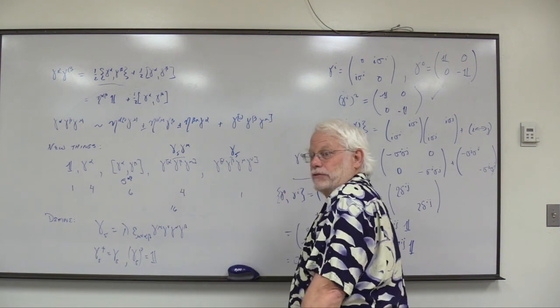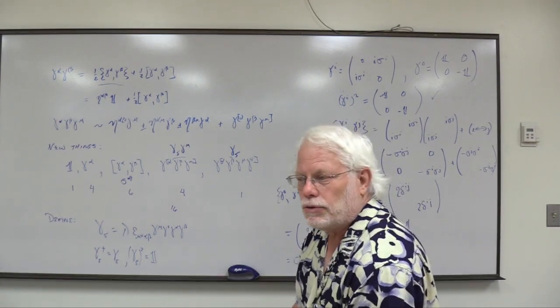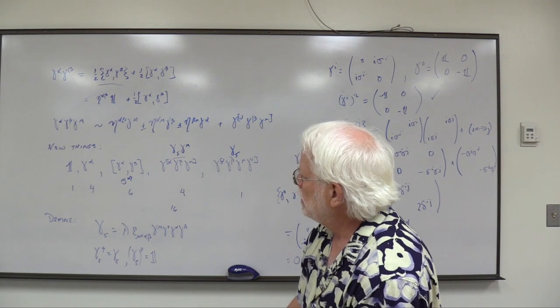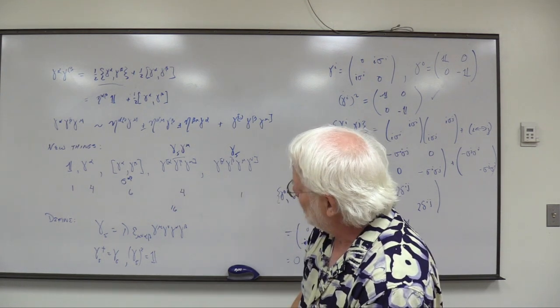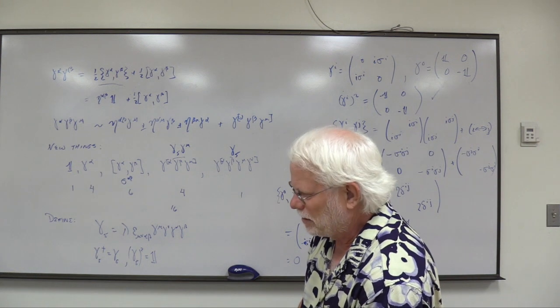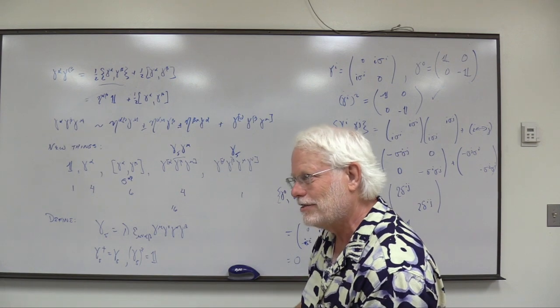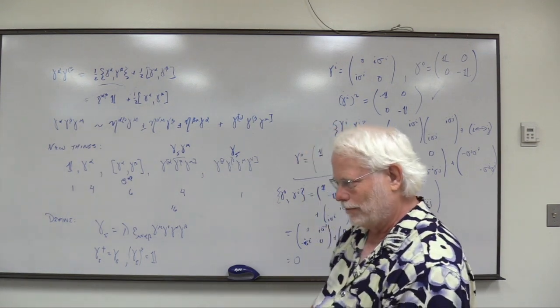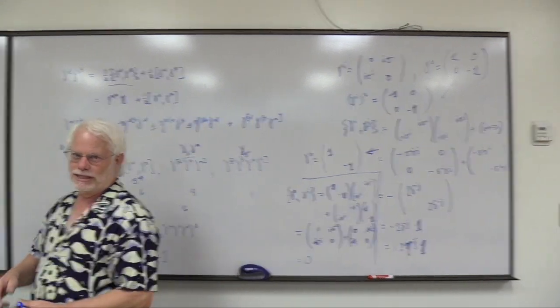And that's proved very useful. So we'll go through a proof that these are independent. It will involve computing traces of products of gamma matrices, which is something that you need to learn in order to do quantum field theory. In QED, you're always taking traces of gamma matrices.